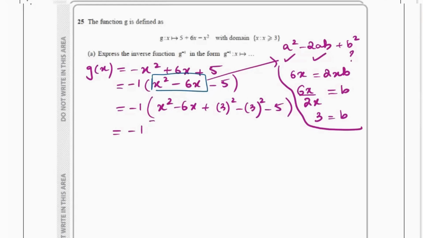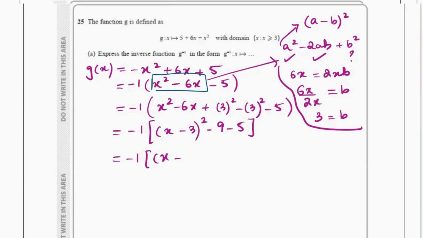So that's going to be negative 1 bracket x minus 3, because a squared minus 2ab plus b squared is basically a minus b whole squared in factorized form. So x minus 3 whole squared, because a is x and b is 3, minus 9 minus 5. Negative 1 bracket x minus 3 whole squared minus 14. Negative 1 gets multiplied with the bracket, so minus x minus 3 whole squared and then plus 14. This is your quadratic equation in completing square form.